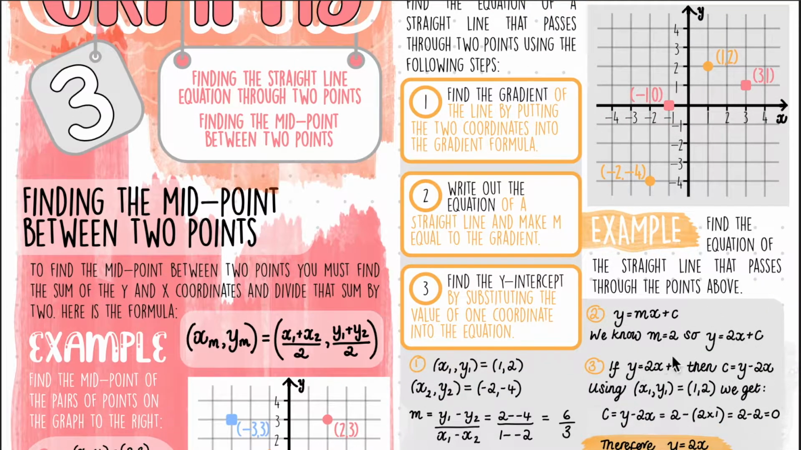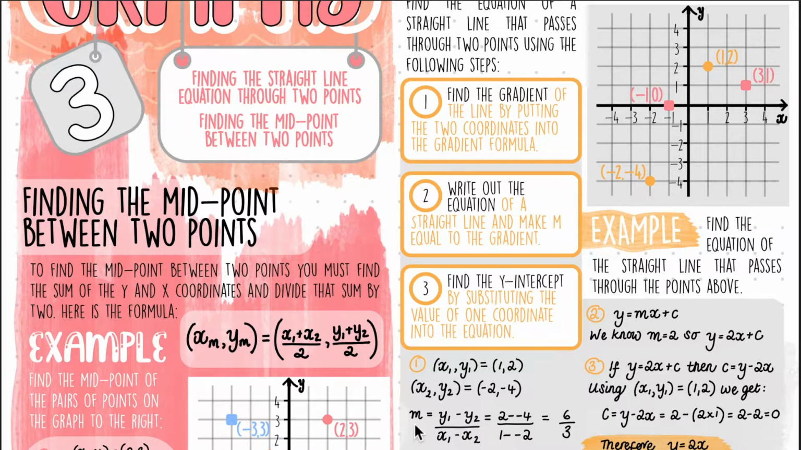Here we're told to find the equation of the straight line that passes through the points above on the graph. Let's have a look at the yellow pair of points first. So from these steps, we know that step 1, we're going to find the gradient first. What I like to do is just write out the coordinates of the 2 points like this. So I have x1, y1 is equal to this point up here, (1, 2). And the second point, x2, y2 is equal to (-2, 4), which is this point here.